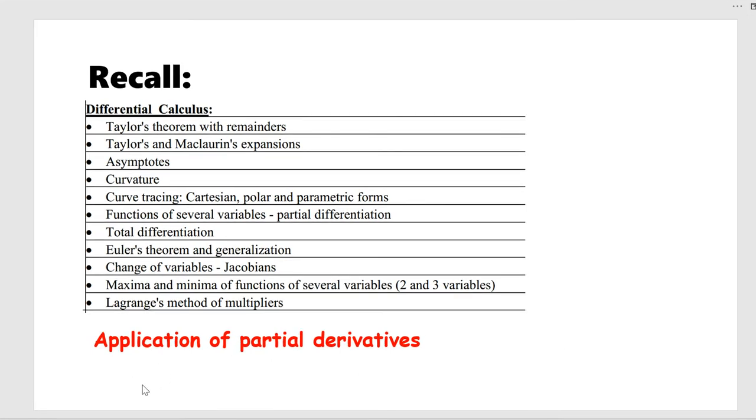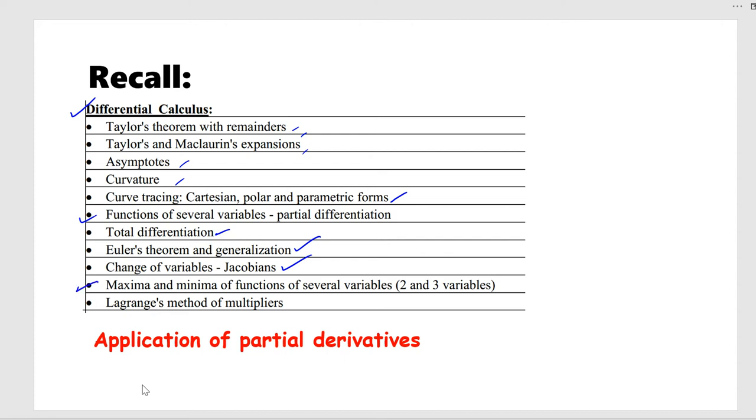So this is just to recall what we have discussed so far in the differential calculus portion, unit 2. These portions we have discussed already. And then we have also defined the limits, continuity and partial differentiation for several variable calculus. We have seen the total differential, then Euler's theorem and generalization. In the last class, we have also seen the change of variables using the Jacobian. How do we calculate when the function is dependent on intermediate variables and they are also functions of some other variable.